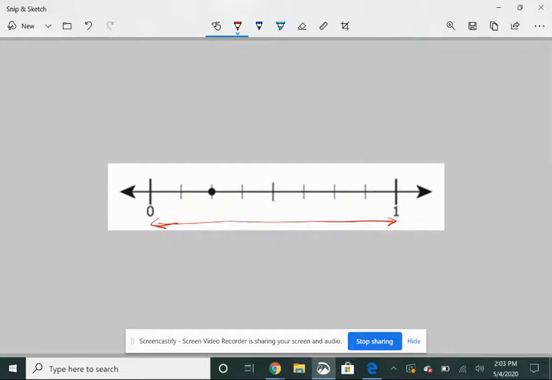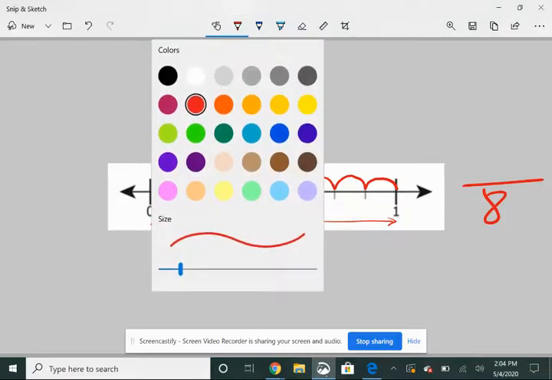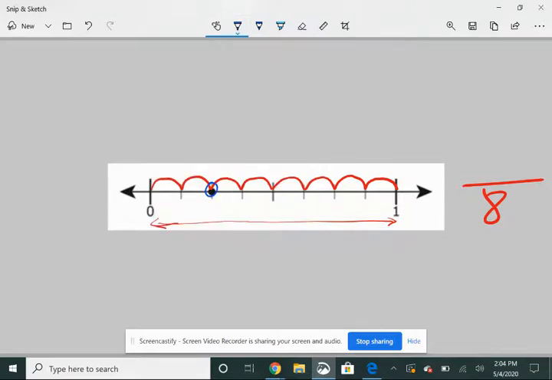Let's count to see how many equal parts there are in this number line. There is 1, 2, 3, 4, 5, 6, 7, 8. This whole has been cut into 8, which becomes our denominator. Now, where is the dot? The dot is at the 1, 2 on this number line. So the fraction that represents where the dot is would be 2/8.